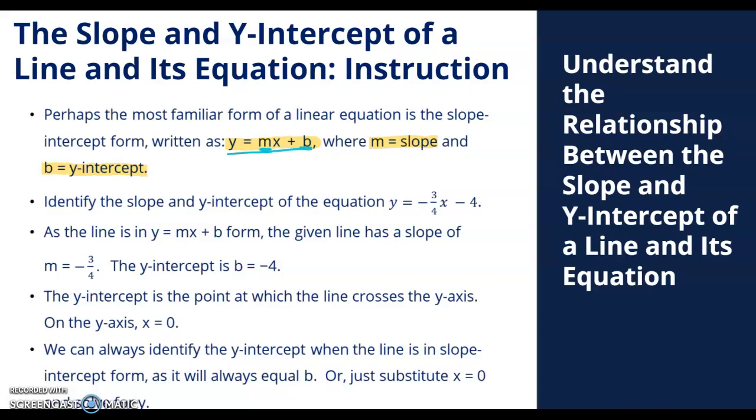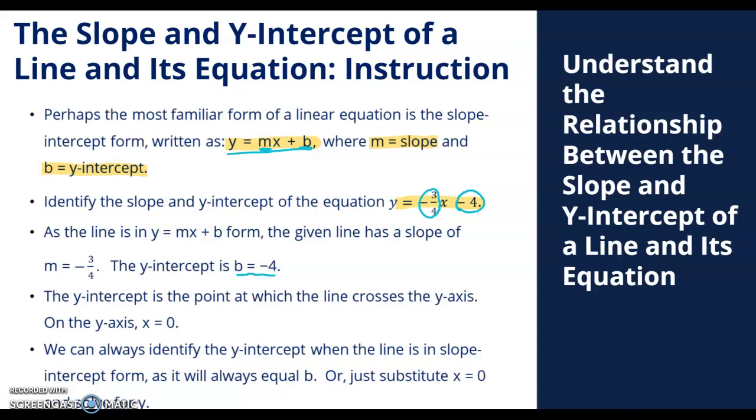So for instance, in the given example here, y is equal to negative 3 over 4 x minus 4. The coefficient of x, this number here, will be the slope of the line, and that is m is equal to negative 3/4. And the number here, including the sign, is the y-intercept. So b is equal to negative 4.